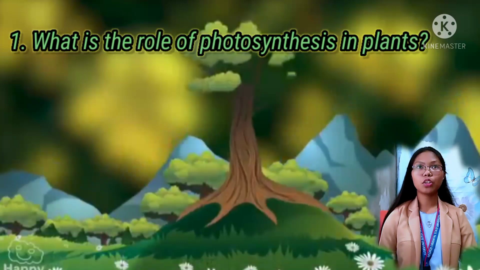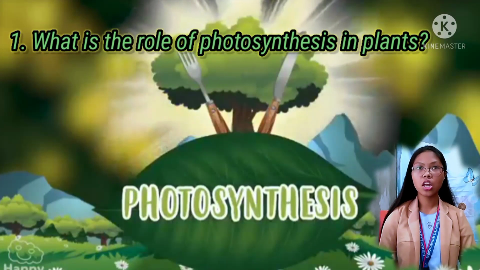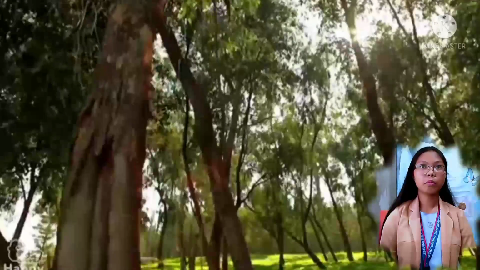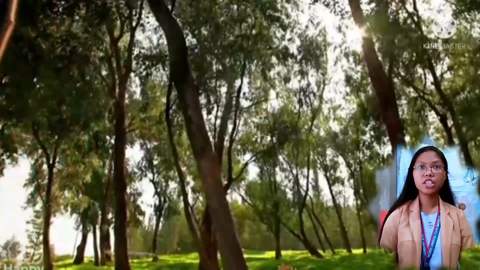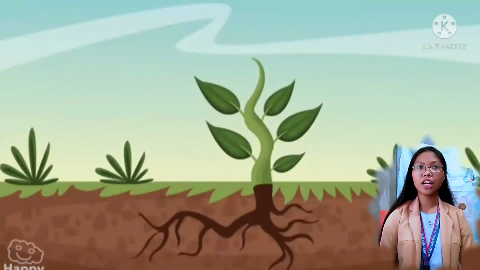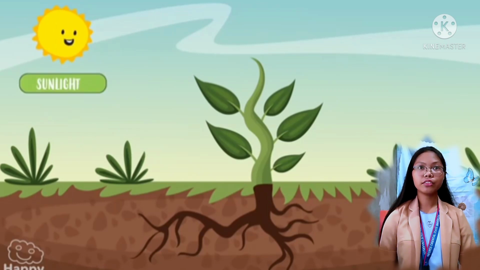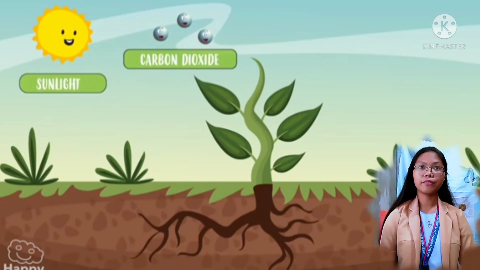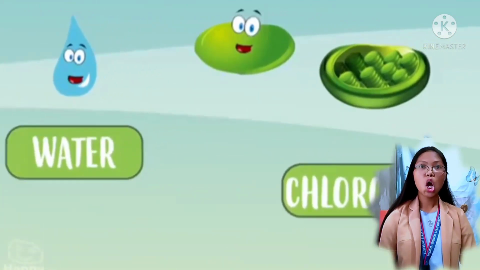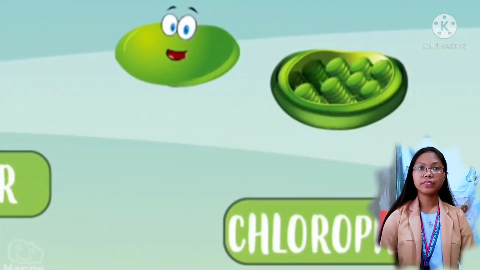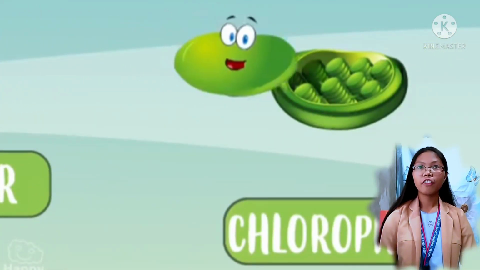1. What is the role of photosynthesis in plants? So, photosynthesis is the process by which plants, some bacteria, or some protists use the energy from sunlight to produce glucose from carbon dioxide and water. This glucose can be converted into pyruvate, which releases adenosine triphosphate by cellular respiration. Oxygen is also formed in this process.